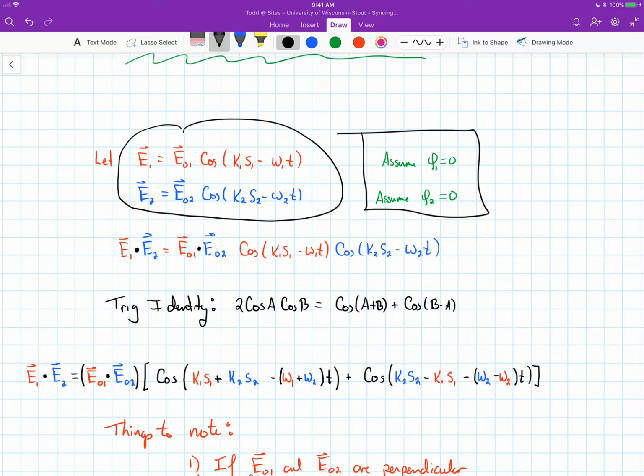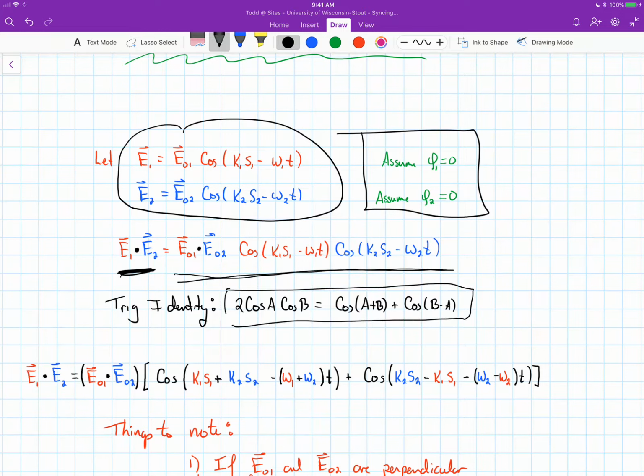So what we're really interested in is the dot product between the two electric fields. That's essentially the heart of our interference term. And so we get this right here now. To simplify this, we're going to use a trig identity. We've seen this trig identity before, although we used it in the reverse direction when we were talking about beats. With beats, we found that when we added these two terms together, we would get an envelope and a high frequency term. Now we're using that trig identity in reverse.